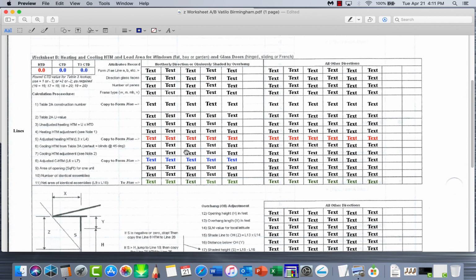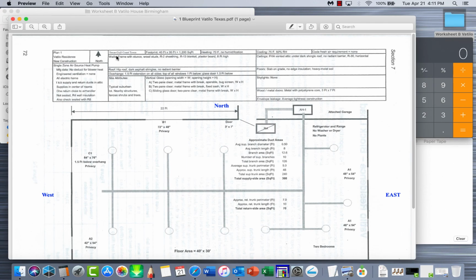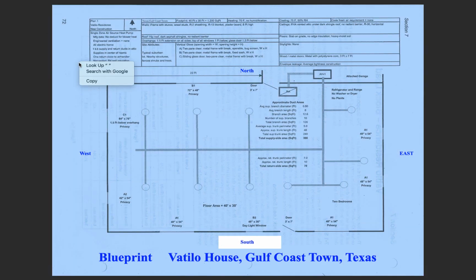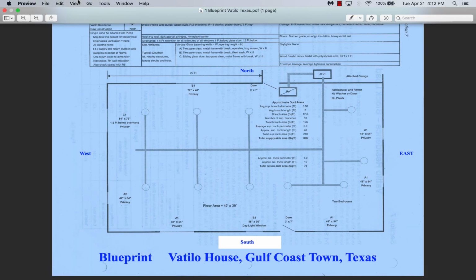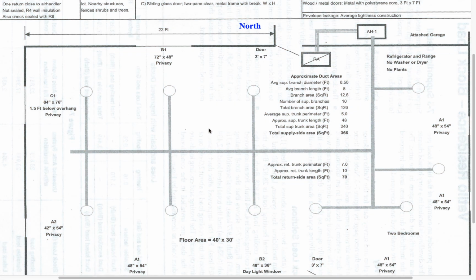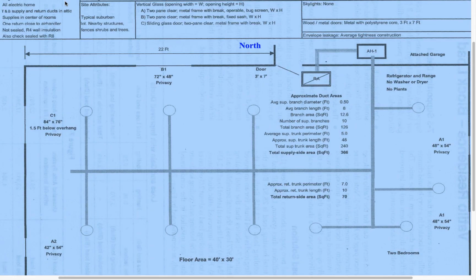So the first thing we have to look at is our blueprint or construction. So we'll go back to the Vatilo house blueprint here. Okay. Now looking at this overall picture, and I'll make this a little bit bigger. Let's see if we can zoom in here. There we go. Looking at this overall picture, this is the house construction. Let me zoom it out just a bit.